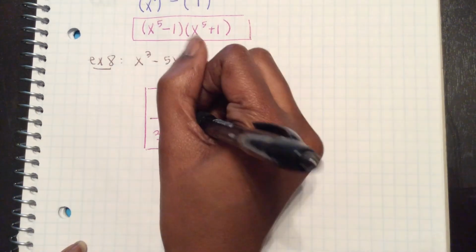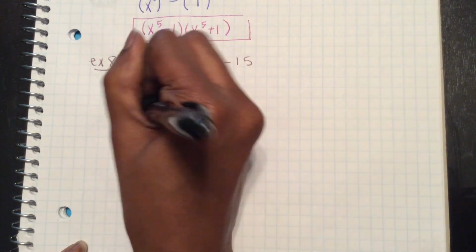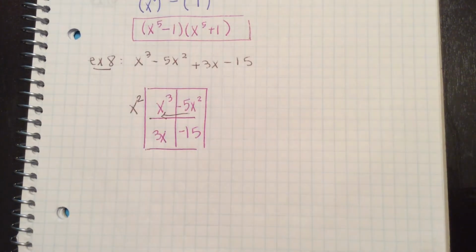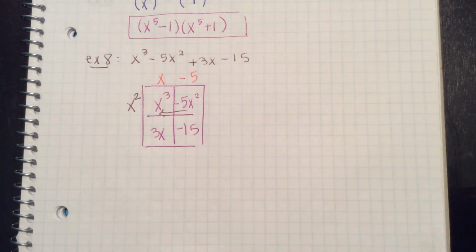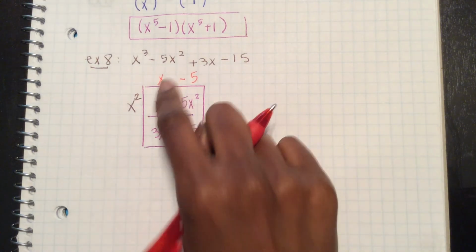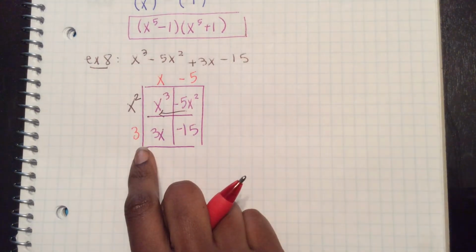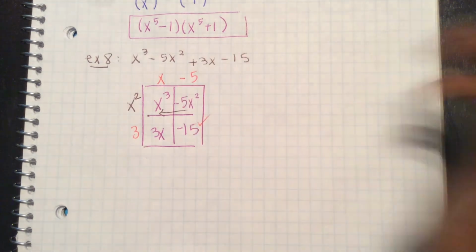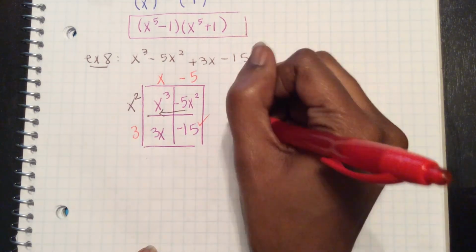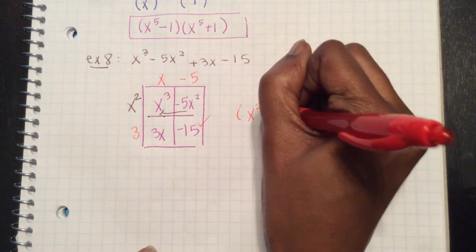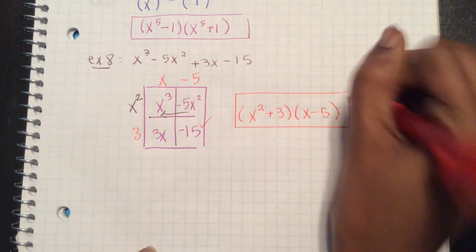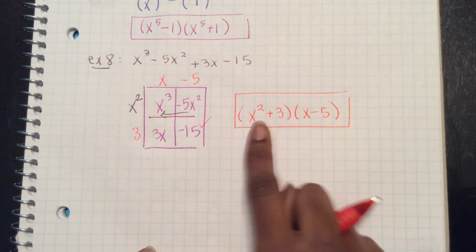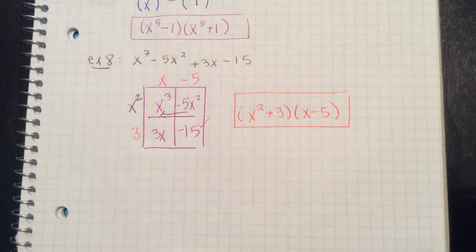So now the GCF of my top row is x squared. X squared multiplied by x makes x cubed. X squared multiplied by -5 makes -5x squared. And x multiplied by 3 makes 3x. And 3 times -5 is -15. So therefore this factors to be x squared plus 3, x minus 5. Neither one of these is a difference of squares or cubes, so I cannot factor anymore.